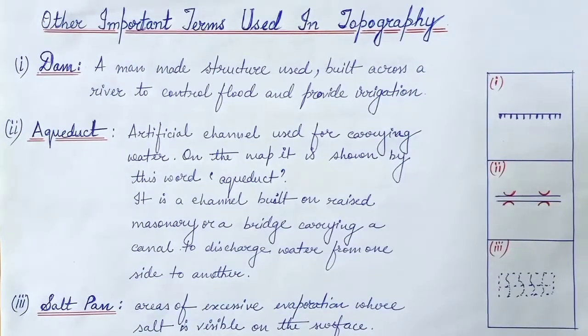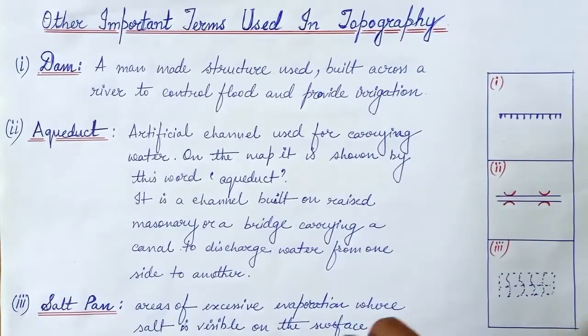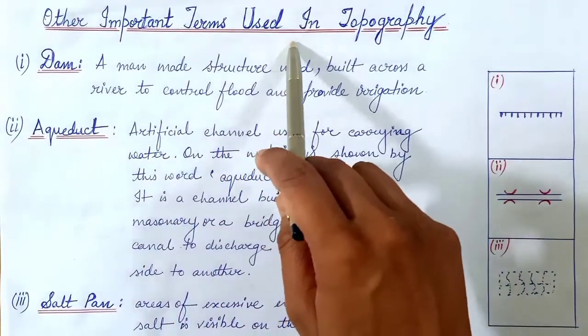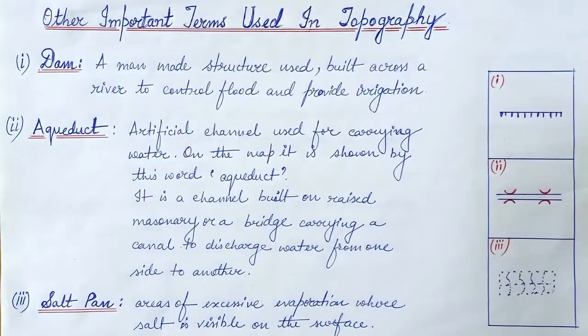Good morning, students. In this module, we will learn about the other important terms used in topography or in a topographical map. Like we learned about the different landforms shown in a topographical map, the important terms related to river, transport, network and communication. Similarly, there are other miscellaneous terms that are often used in a topographical map, and the knowledge of these terms is very necessary.